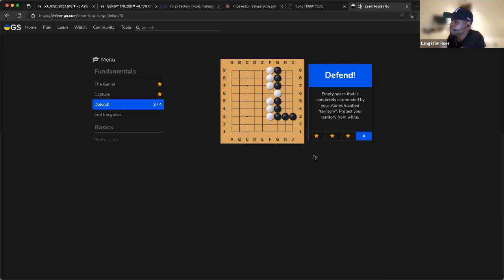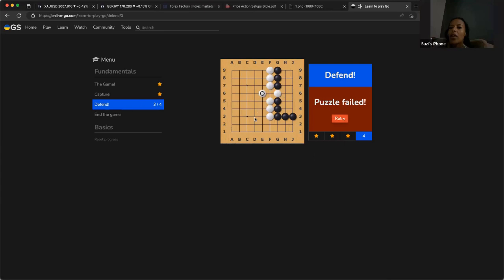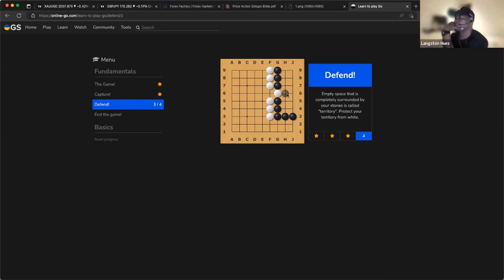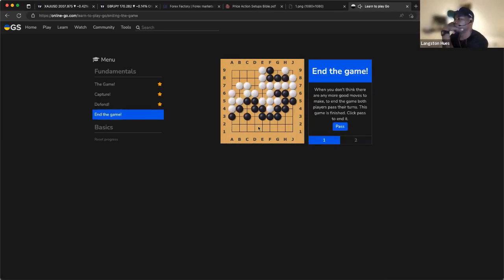Empty space that is completely surrounded by your stone is called territory. Protect your territory from white. So you try to get the white now. Oh, because in this, the middle is also my territory, yeah? If I put it here, I captured him now? No, it's going to capture you, because it put the white next and then it took you. Yeah, maybe if you put it on the other side. I see. Like a barricade.